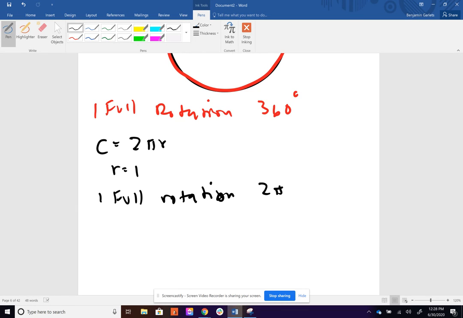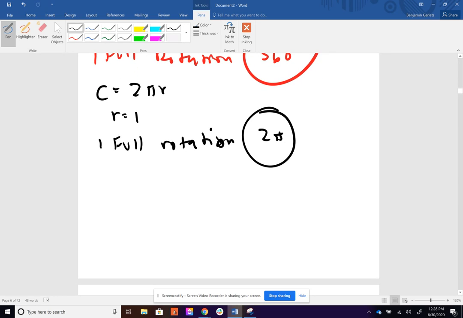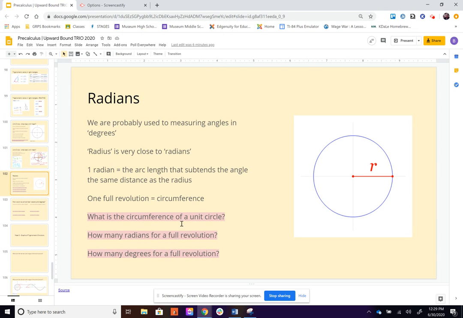We're going to keep it written in its exact form since pi is an irrational number. So I now have this relationship between degrees and radians. One full rotation can either be 360 degrees or 2 pi radians. That gives us what's called a conversion factor. Just like you can convert inches and centimeters, we can convert degrees and radians. So for every 2 pi radians, there are 360 degrees. Let's take a look at some examples of how we can utilize that.